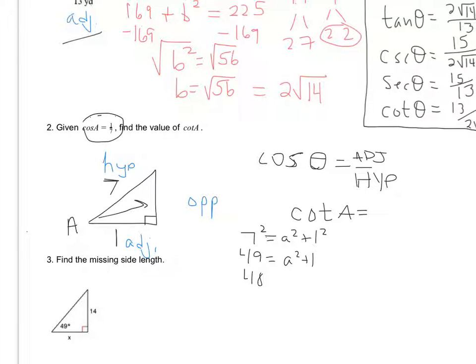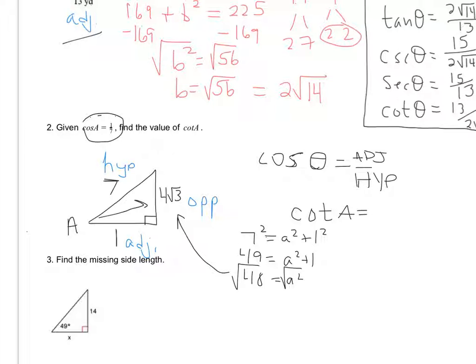Subtract 1, I get 48 equals a squared. So take the square root, so that's the square root of 48, or if I simplify that, that's 4 square root of 3. You can simplify that just like we did in the problem above, where you break it down and factor it, but it would be 4 square root of 3.